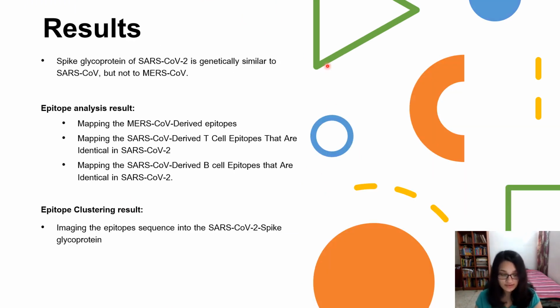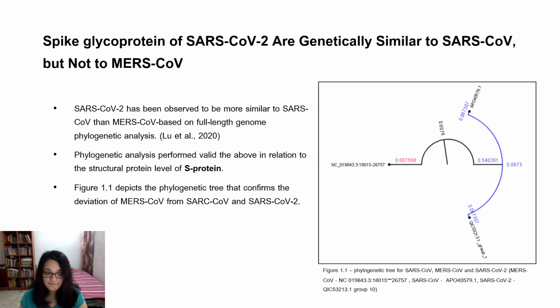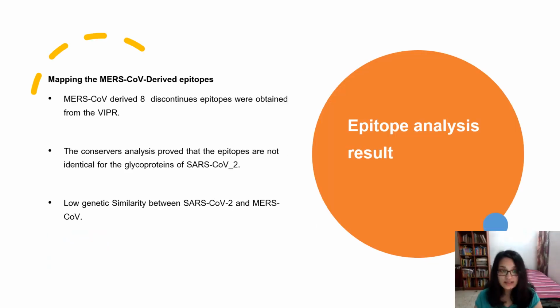And finally, this is a brief overview of the results that we obtained, and we'll discuss these results in detail. The first result is that the spike glycoprotein of SARS-CoV-2 is genetically similar to the SARS-CoV, but not to the MERS-CoV, based on full-length genome phylogenetic analysis performed in relation to the spike glycoprotein. And this figure here shows this phylogenetic analysis that confirms the deviation of the MERS-CoV from the SARS-CoV and SARS-CoV-2. In the epitope analysis earlier, we showed that there's very low genetic similarity between SARS-CoV and MERS-CoV.